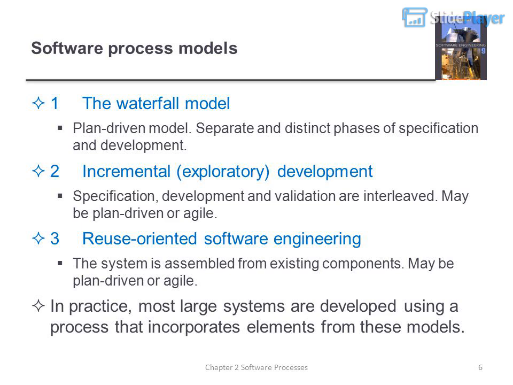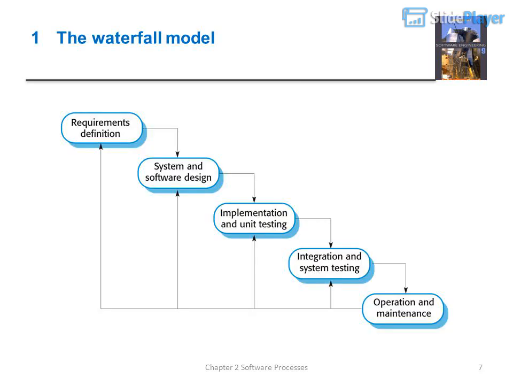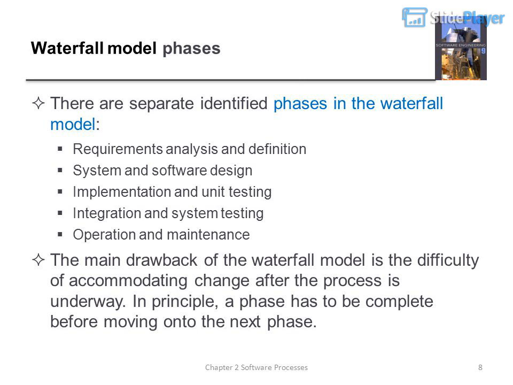1. The waterfall model. Waterfall model phases. There are separate identified phases in the waterfall model. Requirements analysis and definition. System and software design. Implementation and unit testing. Integration and system testing. Operation and maintenance. The main drawback of the waterfall model is the difficulty of accommodating change after the process is underway. In principle, a phase has to be complete before moving on to the next phase.